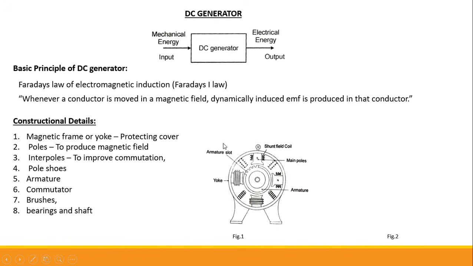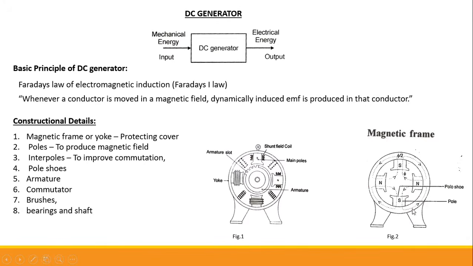Let us know the constructional details. First one, magnetic frame or yoke. It is the outer layer of the DC machine. It is used as protecting cover. Then poles. In this diagram, we have taken 4-pole machine. Poles are used to produce magnetic field. Then interpoles. Interpoles are placed between two main poles. This is called interpoles. It is used to improve commutation. Pole shoes. It is the upper part of the pole. Then armature. Armature is the rotating part of the DC machine.